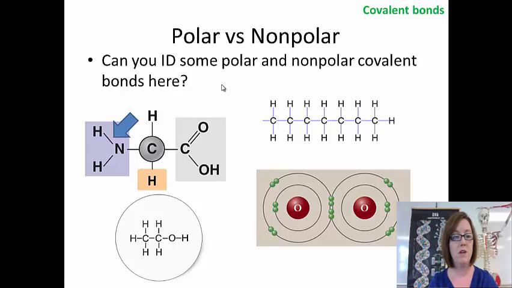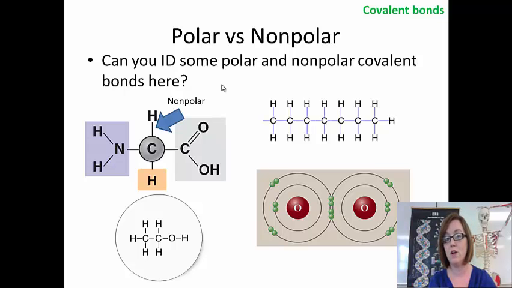How about this one right here between a nitrogen and a hydrogen? If you guessed polar, you're correct, right? Nitrogen hydrogen bonds and oxygen hydrogen bonds are the only ones that you really need to worry about in this class as being polar. So carbon hydrogen. What do you think about this one? Is it polar or nonpolar? If you said nonpolar, you're right. Carbon and hydrogen have very similar electronegativities, and they'll share the electrons, so there won't be any partial charges that develop there.